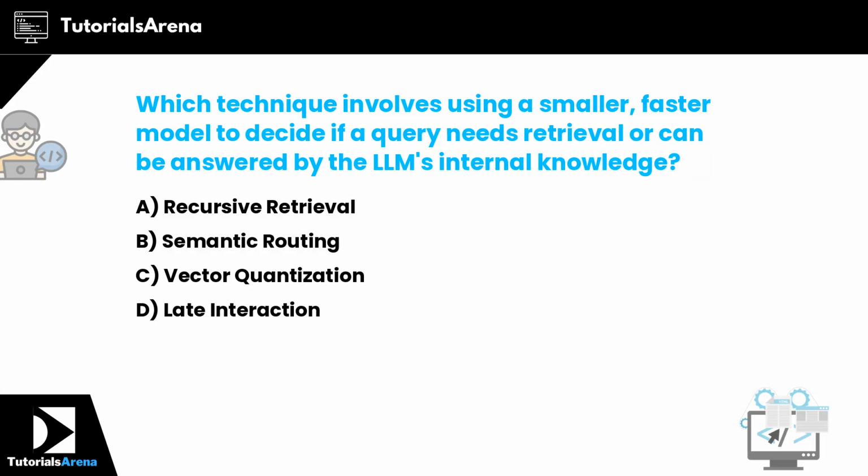Which technique involves using a smaller, faster model to decide if a query needs retrieval or can be answered by the LLM's internal knowledge? The correct answer is option B, semantic routing.